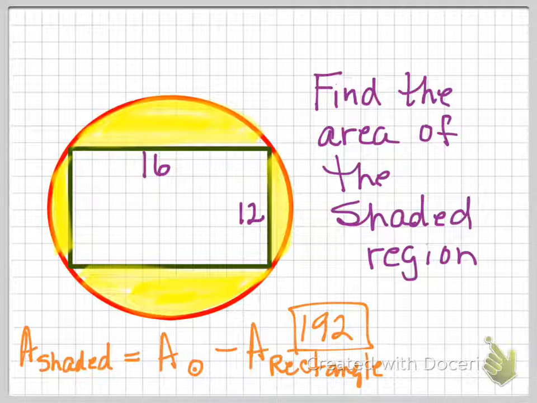Okay, the area of the circle is pi r squared. Well, my problem is I don't know what my r is. How can I find r? I want you to pause the video for a minute and I want you to think about it. How can we find r? So go ahead and pause.